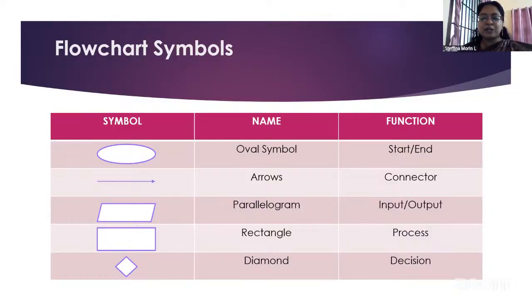Then the parallelogram. In this parallelogram, you are representing your input or output statement. In the rectangle, we have to enter your process or functionalities. What are the computations you are doing in your problem solving? Then the diamond is used for a decision or any condition you are going to make.